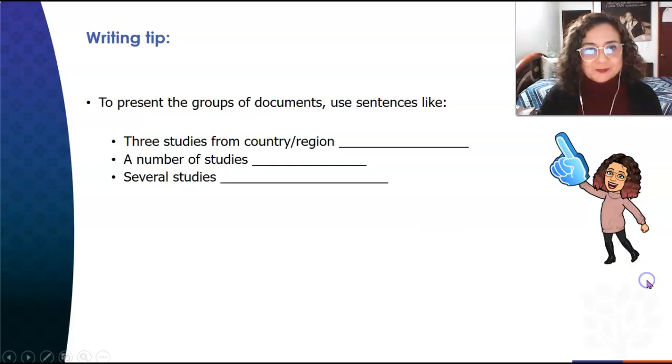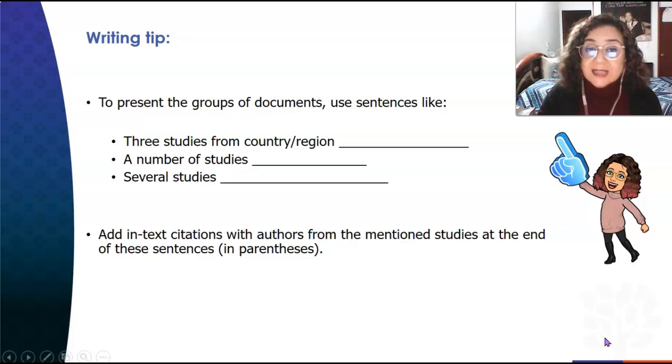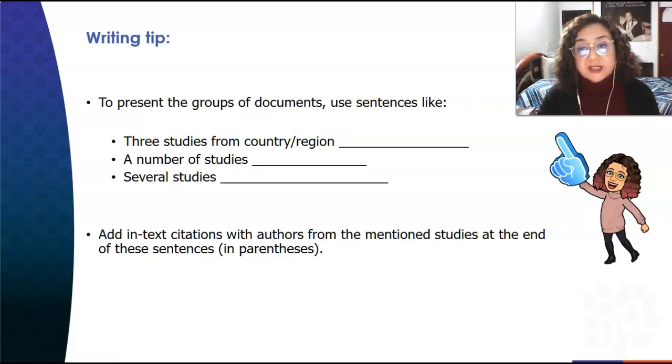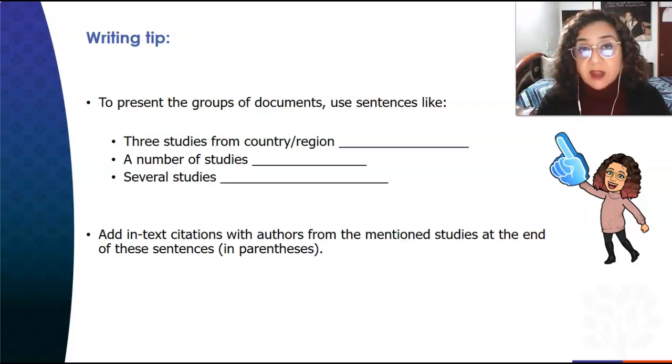A writing tip. To present the groups of documents, use sentences like "three studies from India," or Latin America, "a number of studies" or "several studies about this and that," and then add an in-text citation with authors from the mentioned studies at the end of these sentences, in parentheses. Please do not say "lots of research, several studies, lots of studies," and then not put the names of the authors there. That is just an unsubstantiated sentence. You need to add the backup, the support, the substantiation, and that is the authors.